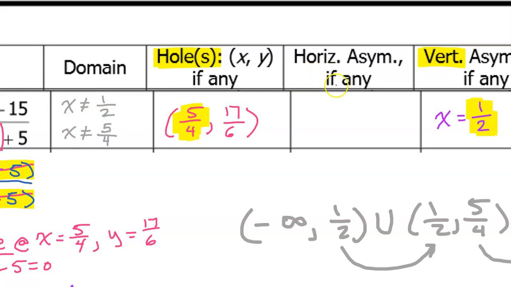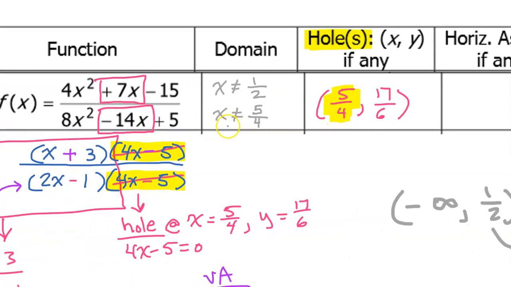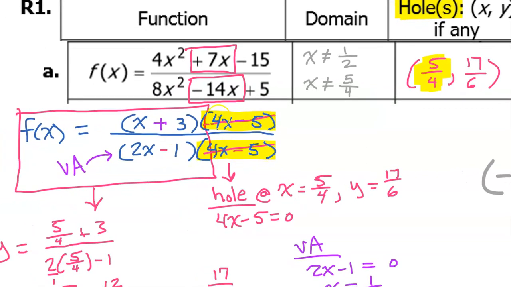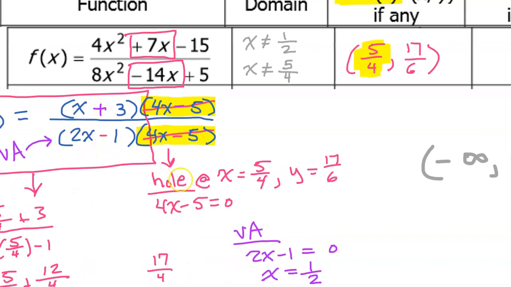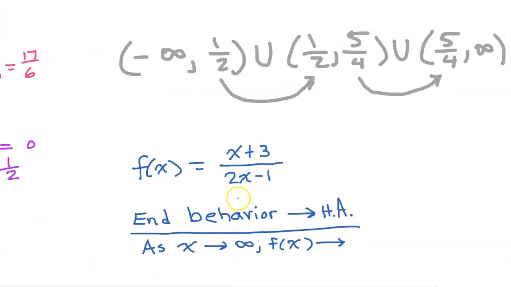So finally, it's time for horizontal asymptotes, if any. For this, I can use the remaining part of the function after we remove the hole. So I'm just going to recopy this over here. So I've got x plus 3 over 2x minus 1. And it is the end behavior that leads to horizontal asymptotes if they exist. If the function approaches a single number, then that's going to be a horizontal asymptote. So let's imagine what happens to this function as x approaches infinity.